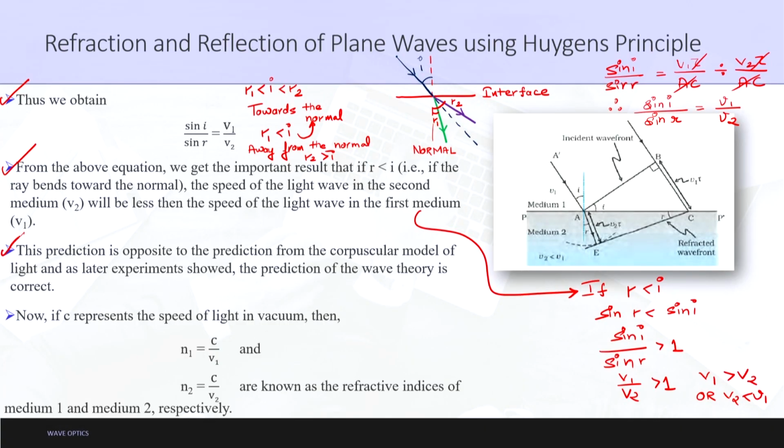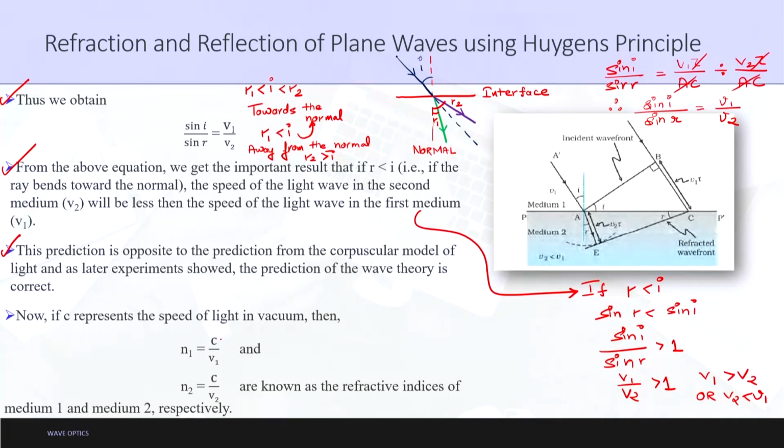This was one of the major points also. Proof is also done, this point is also done. Finally, now if c represents the speed of light in vacuum, then n1 is equal to c by v1. So, what are n1 and n2? n1 and n2 are the refractive indices. The letter used to denote refractive index is n. n with the subscript 1 denotes the refractive index of medium 1, and n with the subscript 2 denotes the refractive index of medium 2. So, n1 is equal to c by v1 and n2 is equal to c by v2 are known as the refractive indices of medium 1 and medium 2 respectively.